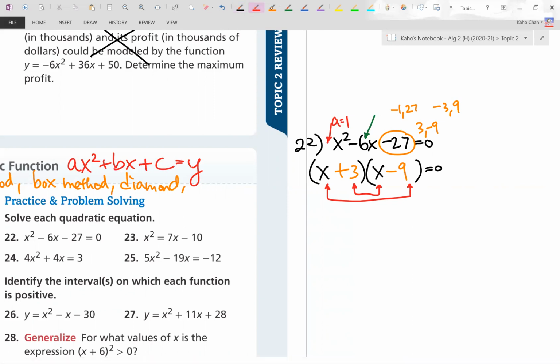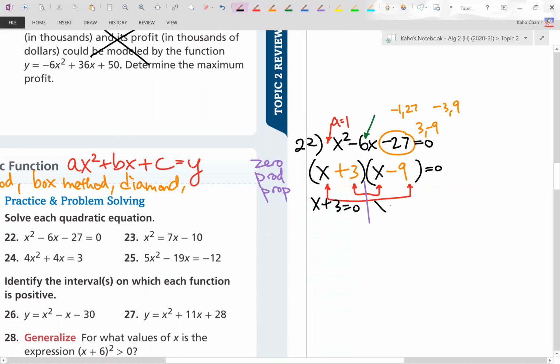So using the zero product property, that allows me to split it up. That's allowed. Okay, split them up and solve. X plus 3 equals 0, x minus 9 equals 0. Subtract 3 here, add 9 over here. Two answers, x equals negative 3 or x equals positive 9. Yay! That was easy.